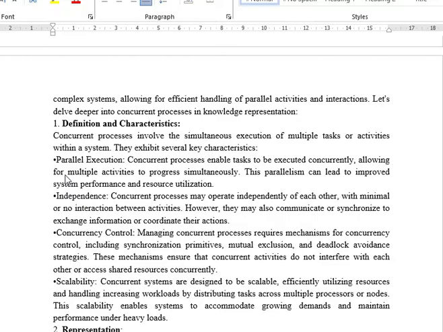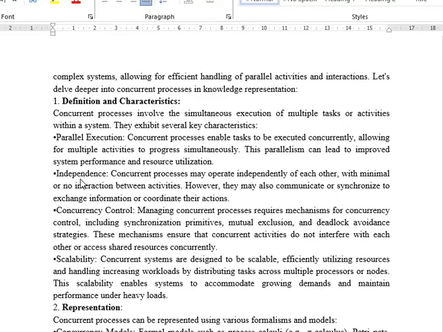So why are they using this parallel execution? To improve the system performance and resource utilization, that is, to utilize the resources and to improve the performance. Because of these things, they use parallel execution, so that there is no confusion. After completion of one thing, they go to the next. It will be clear and simple.